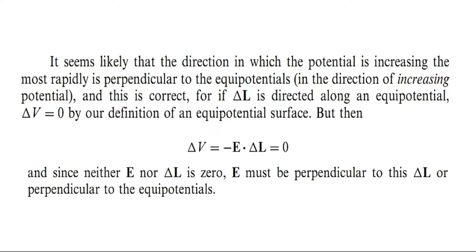We have already discussed that when we move along the equipotential surface, there is no change in potential. When there is no change in potential, there will be zero potential difference. So here we prove that del V is equal to minus E dot dl and it is equal to 0. And since neither E nor del L is 0, E must be perpendicular to del L, or perpendicular to the equipotential.